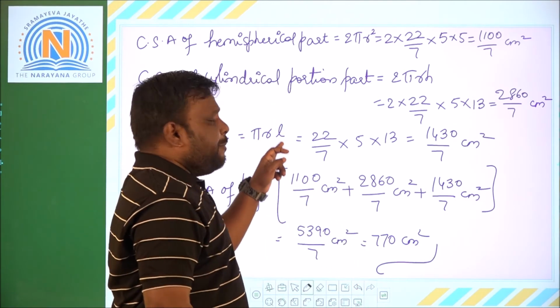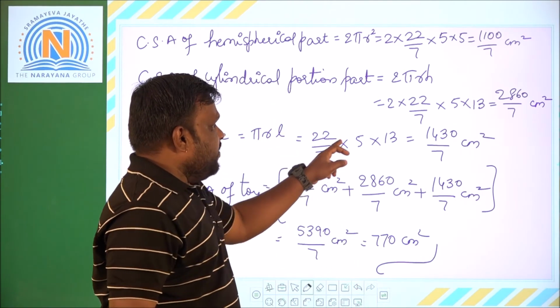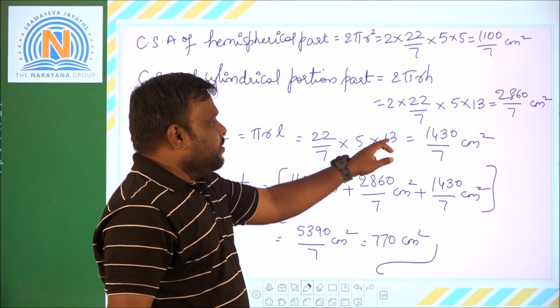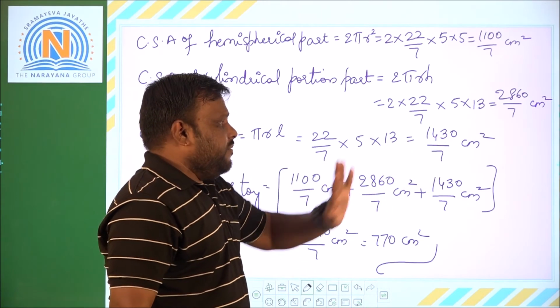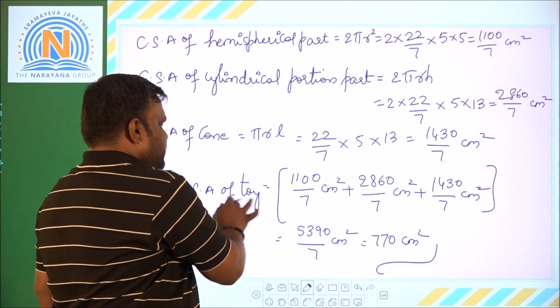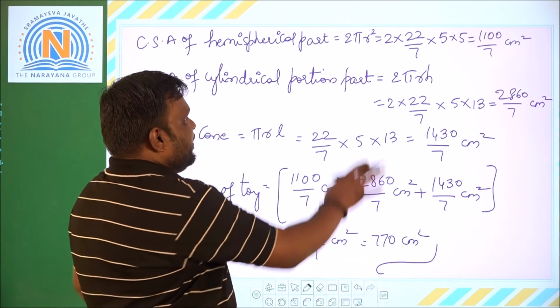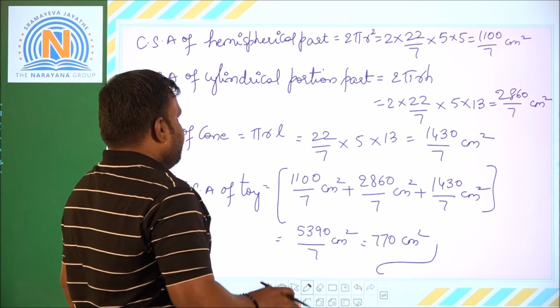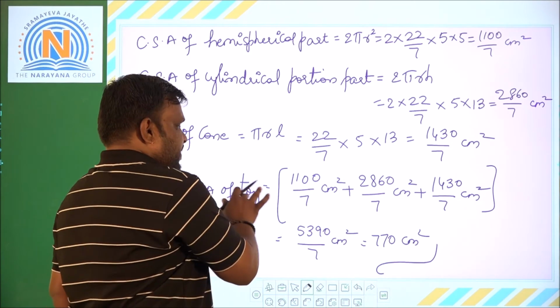CSA of cone is pi r l, that is 22 by 7 into 5 into 13, which is 1430 by 7 square centimeters. So TSA of the complete toy will be the sum of all the three CSAs, that is the total surface area of the toy.